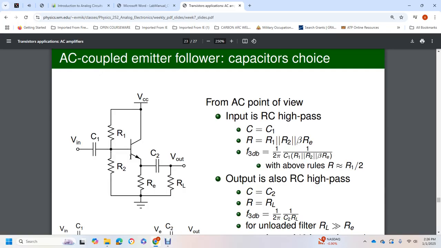From the AC standpoint, the input is an RC high pass filter with capacitor equal to capacitor 1 and resistance equal to resistor 1 parallel resistor 2 parallel beta times the emitter resistor. The 3 dB frequency is equal to 1 over 2 pi times 1 over capacitor 1 times resistor 1 parallel resistor 2 parallel beta times the emitter resistor. By our rules, the resistance is approximately resistor 1 over 2.